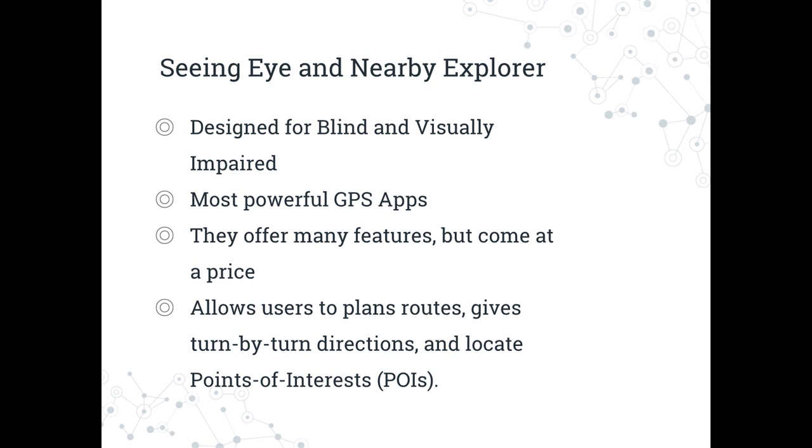Seeing Eye is a yearly subscription of $39.99, and you can buy a full version for $300. However, they do sometimes offer discounts to educators. And Nearby Explorer is a one-time fee of $79.99. However, on the Google platform, they do have a free version called Nearby Explorer Online that has many of the same features, but requires cellular connectivity. In general, these apps allow users to plan routes, give turn-by-turn directions, and locate points of interest.